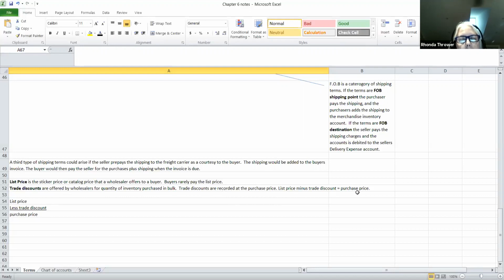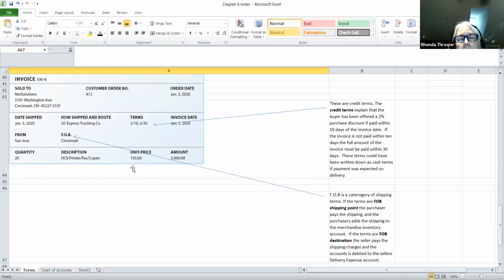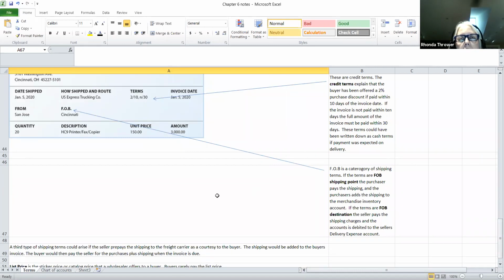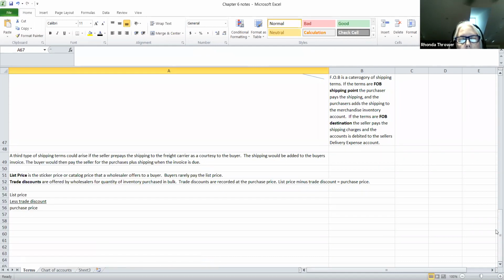Sometimes they refer to that as the net purchase price, but technically the net price could also involve credit terms that are associated on the invoice, like the ones that we just saw here. So sometimes you can have a trade discount as well as a purchase discount. Take the trade discount off the list price first, and then apply the purchases discount to that. And we're going to be doing some transactions like that, if not today, certainly in the future in this chapter. So those are the terms that I want to talk to you about.